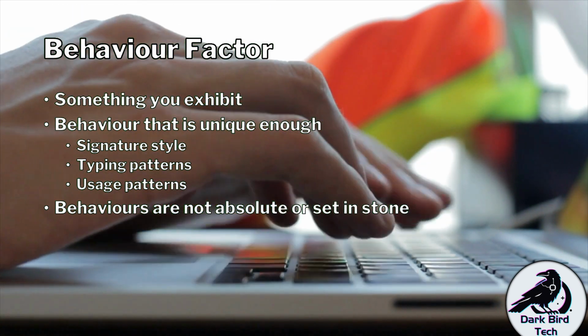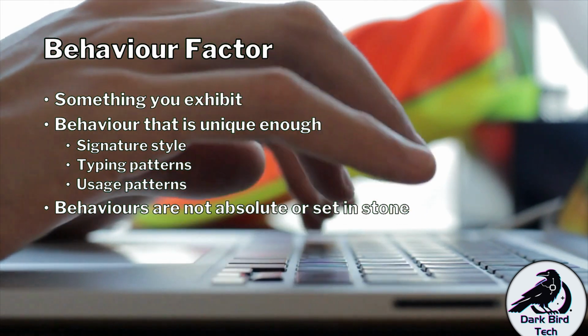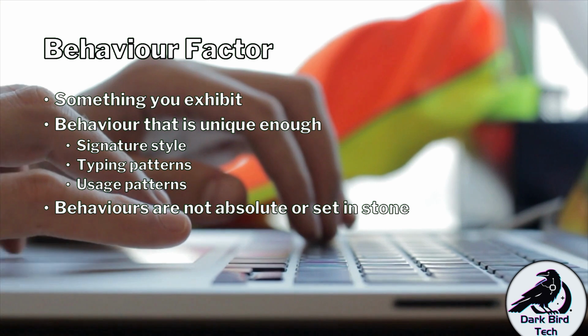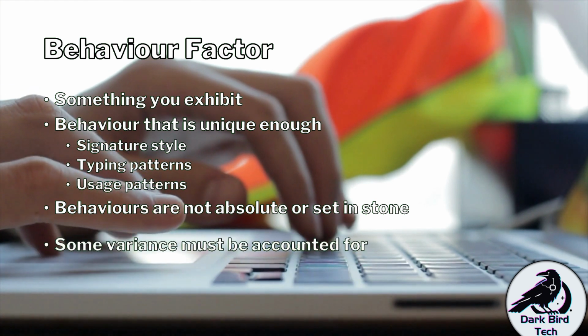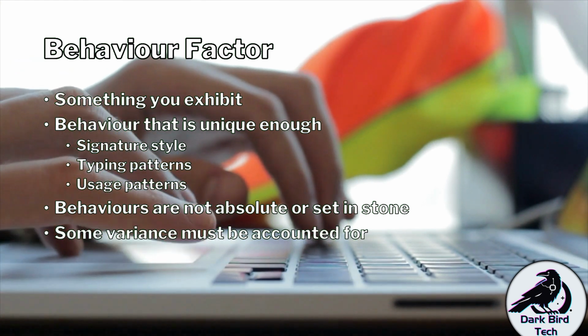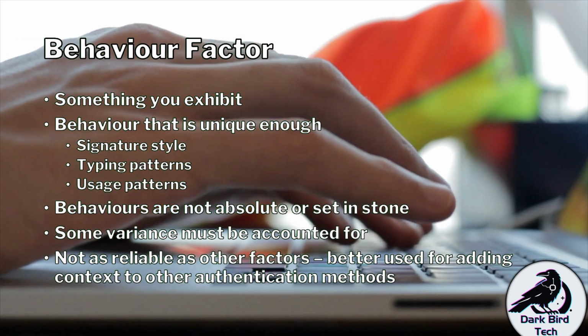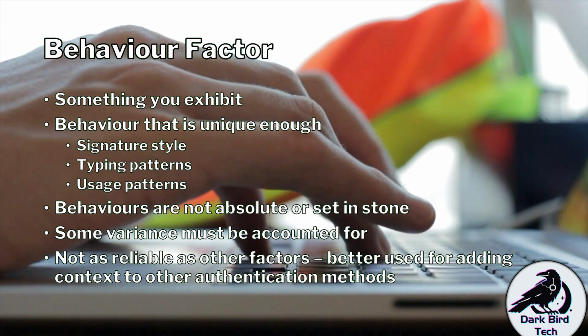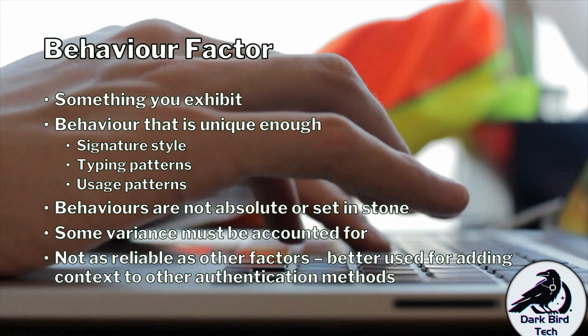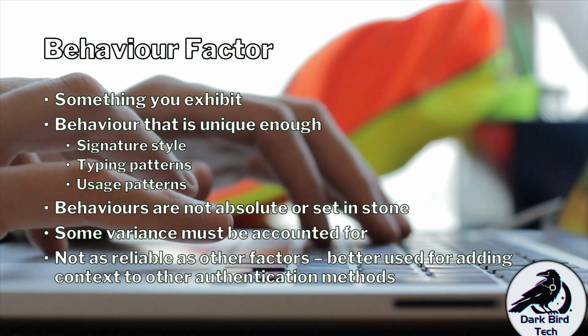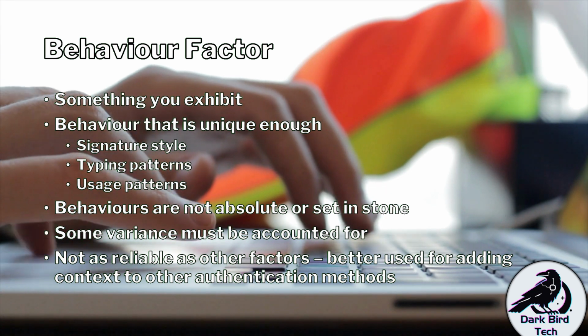So you can't rely on behaviors. The idea does make sense. People are creatures of habit, but habits can be changed. So it's not absolutely perfect. So some variance must be accounted for. And it's not as reliable as other factors again. But it can be used to add context to other authentication methods like the location one does. That is why, despite not being as absolutely certain it really is you, it still does help a bit.